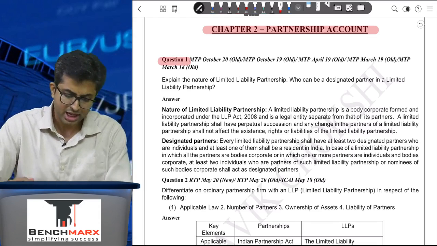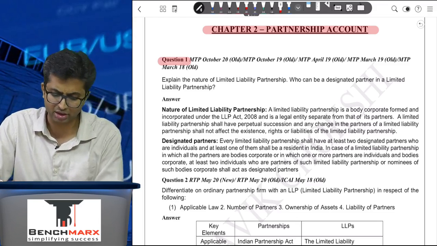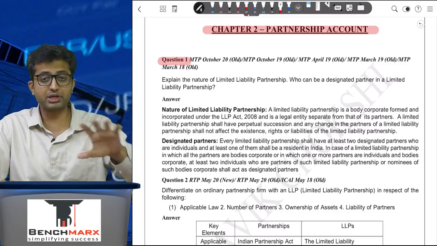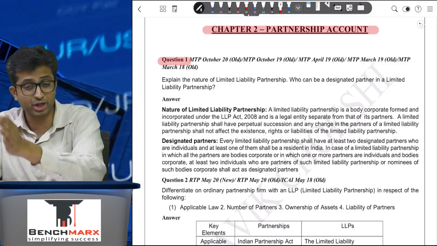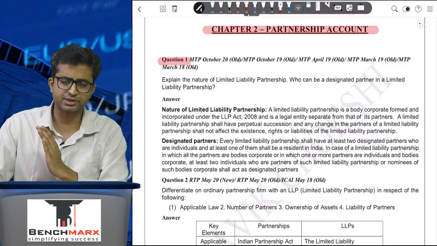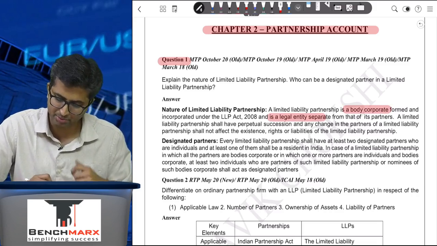So question number 1 is, explain the nature of limited liability partnership. Who can be the designated partner? See, limited liability partnership, remember, is different from a general partnership. It is like a company. An LLP is like a company. It is a body corporate, has separate legal existence. So over here, it is a body corporate. It has separate legal existence. You have to remember that.